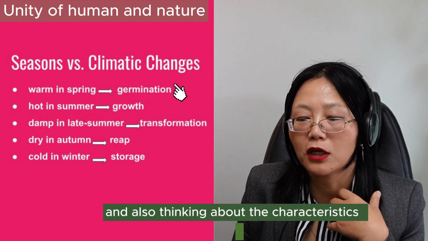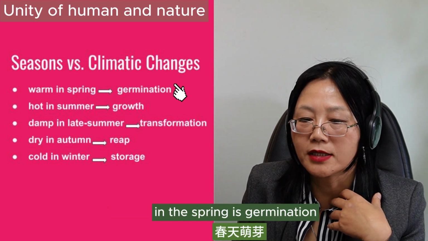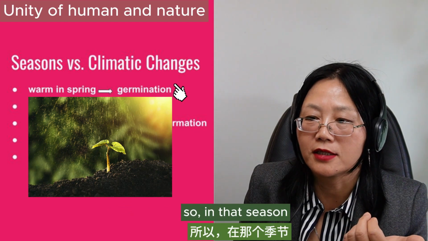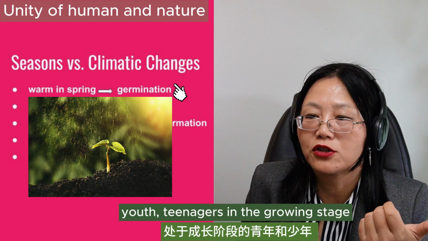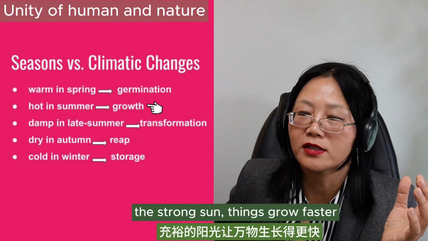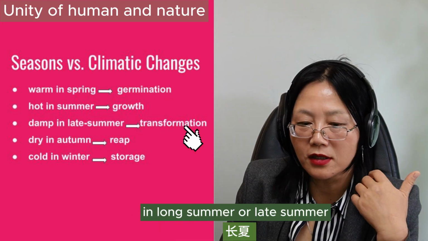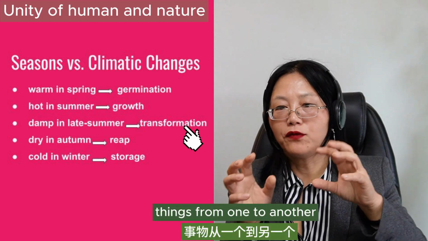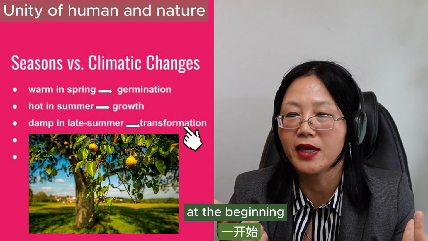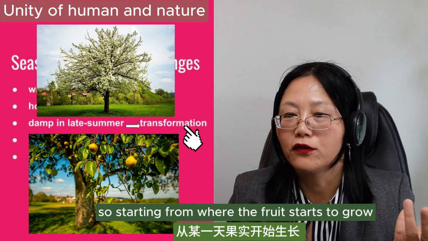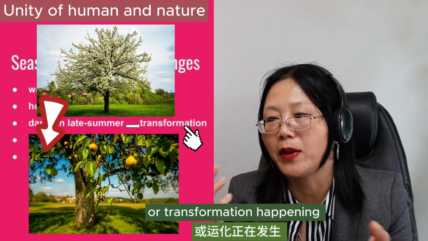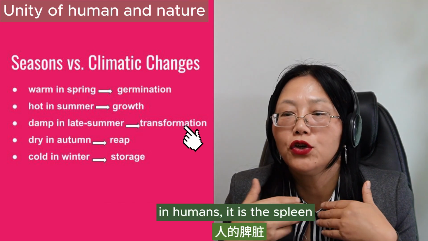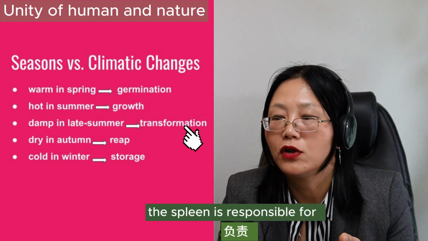Also, thinking about the characteristics of the seasons, spring is germination associated with growth, the new plants growing from the earth. In humans, it looks like the youth, teenagers in the growing stage. In summer, with the strong sun, things grow faster. So growth is in summer. In long summer or late summer, there is a transformation. The so-called transformation is things going from one form to another. Like a fruit tree: at the beginning, there are just leaves. Starting from where the fruit starts to grow, there is a change or transformation happening. For the transformation to happen, it is usually associated with late summer in nature. In humans, it is the spleen. The spleen is responsible for the transformation.